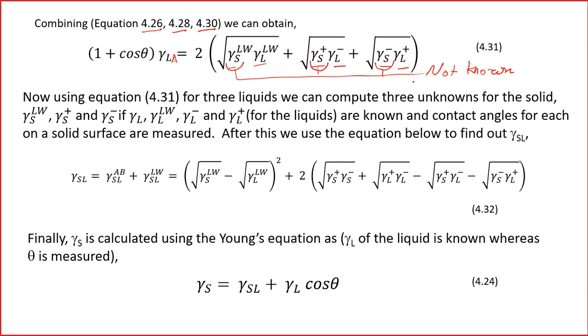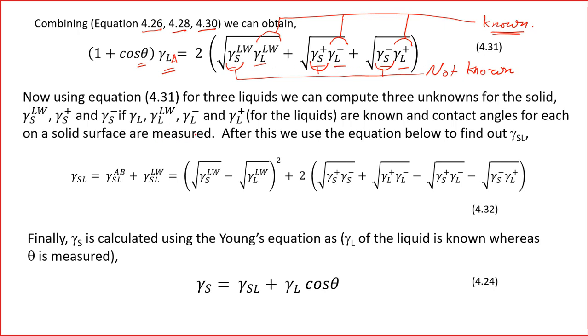These are not known, and all the parameters related to liquid are actually known, because for liquids these parameters are given. You can find them in some tables. People have calculated these parameters, so these are known. So here theta is also known, and this is also known. So we have got three unknowns here, related to the solid.